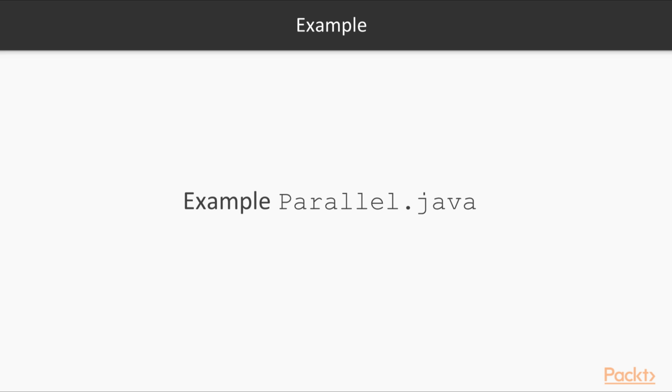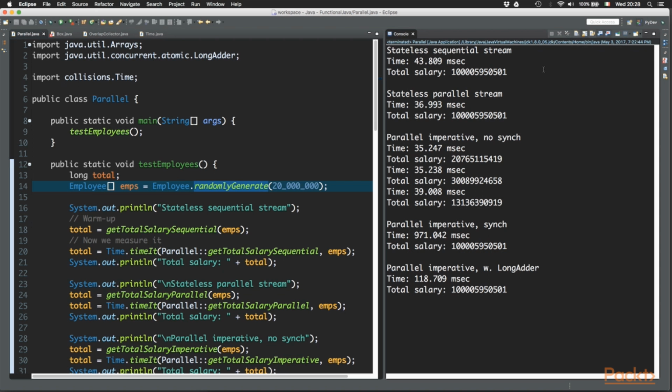Let's actually see some data now. Here we go. We're not particularly interested in the code on the left-hand side. Let me just point out that we are running the code that I showed you on the slide on 20 million random employees. Each employee will have a random salary from $0 to $10,000. And let's focus on the output you can see on the right-hand side of your screen. I'm running and timing all those different versions that I showed you on the slides.